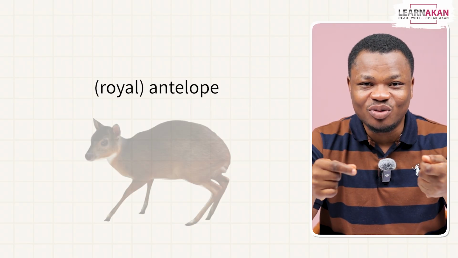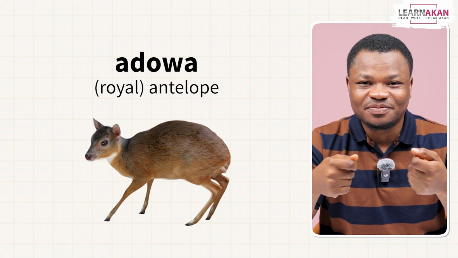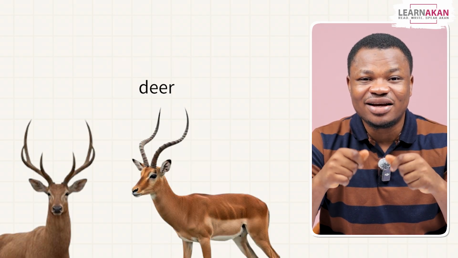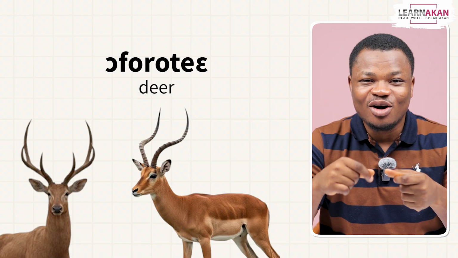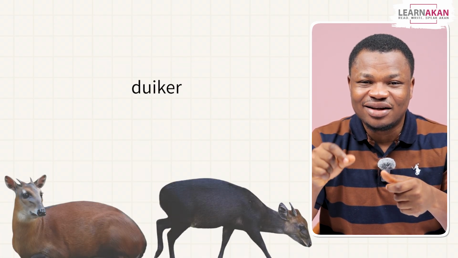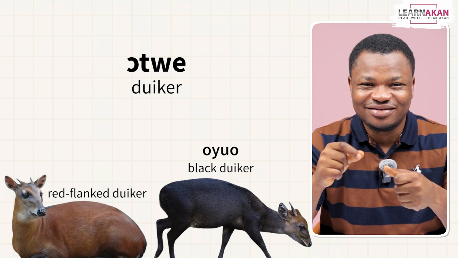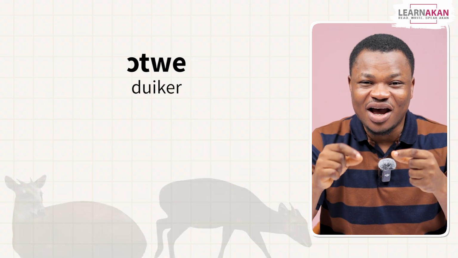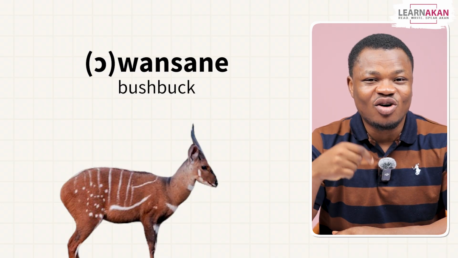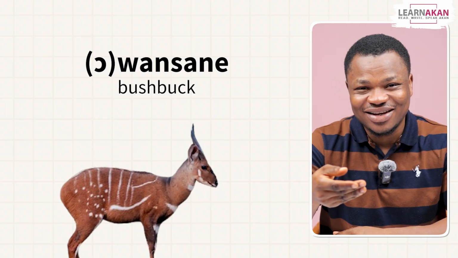We start with the antelope. The antelope is adoa. And then we have the deer. The deer is ofrotie. And then we have the duiker. The duiker is ochi. We have the bushbuck. The bushbuck is owansan, or owansani.